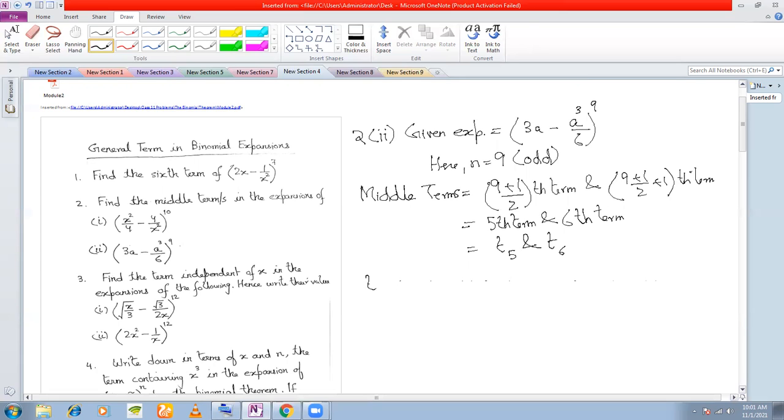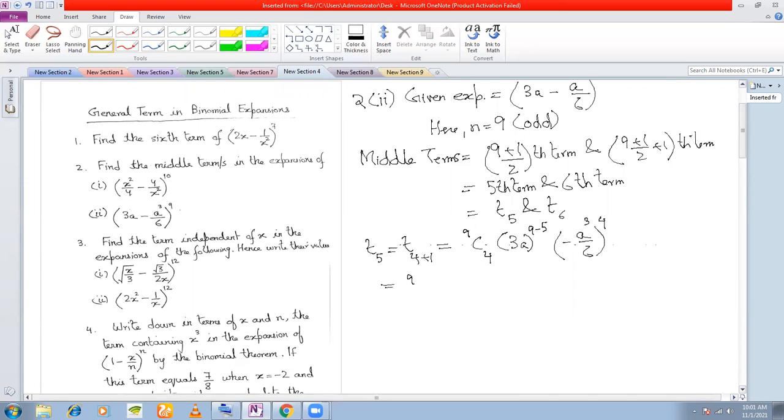So we'll find out the middle terms separately. First, we'll find out T5. T5 is equal to T4 plus 1. So r here is clearly 4. So nCr means 9C4. a here is 3a to the power of 9 minus 5. And x here is minus a cube by 6 to the power of r. Okay. So you get here 9C4 into 3 to the power of 9 minus 5, which is 4, into a to the power of 4. And because the negative sign has been raised to an even power, it will become positive. So you can write this as a to the power of 12 by 6 to the power of 4.